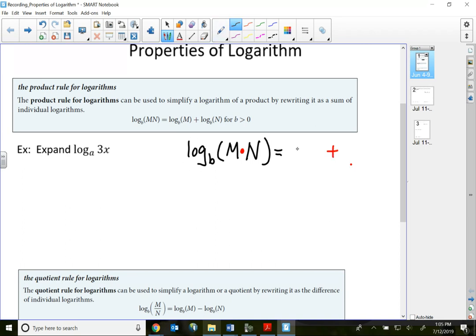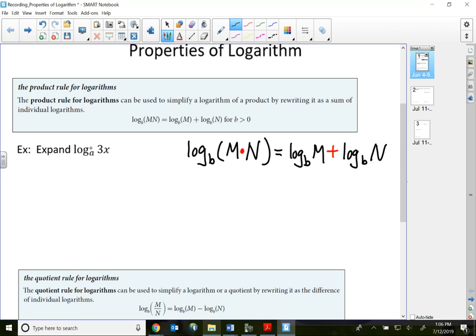So that will be log with a base b of m. M goes first, right? M is listed first, so m will be your first term, log with a base b of m, plus log with a base b of n. So the logarithm of a product can be rewritten as an individual sum.